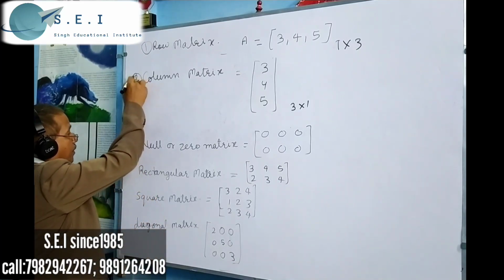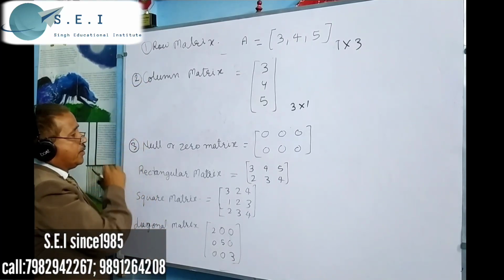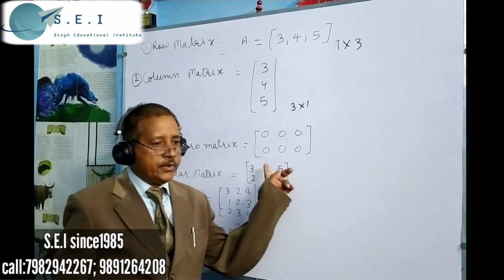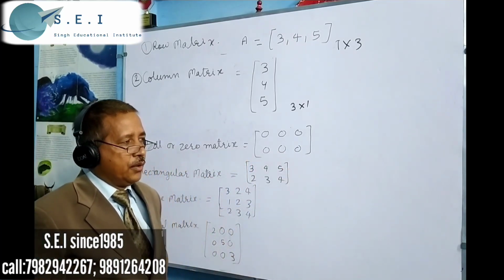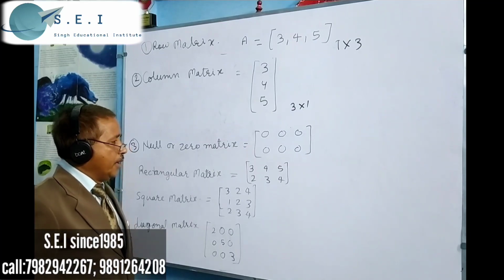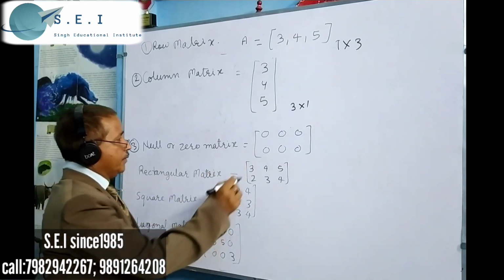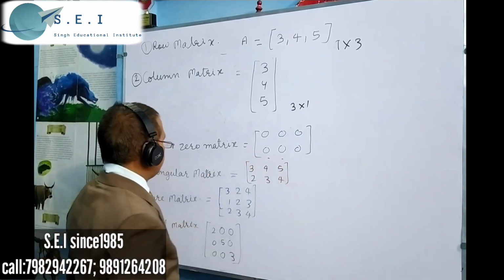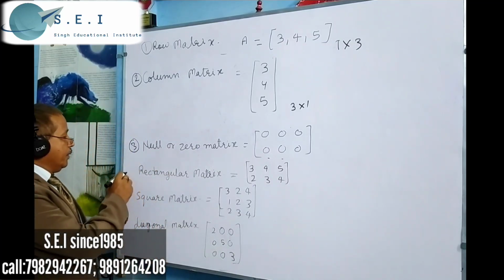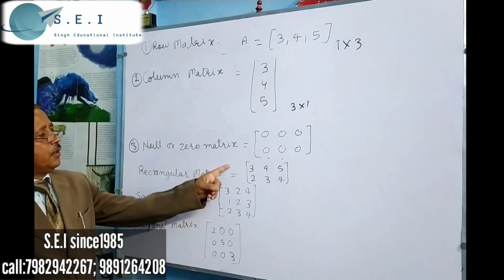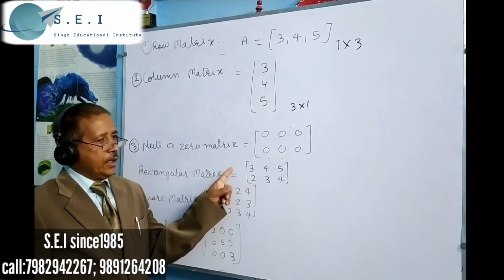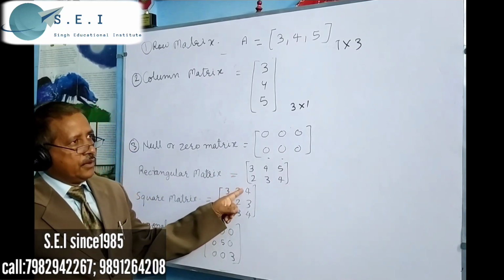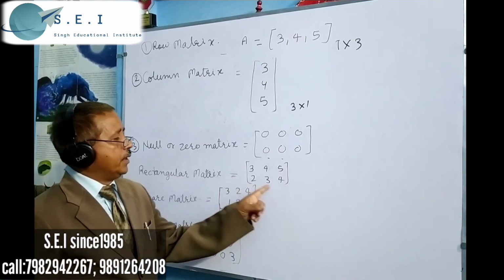Null matrix. A matrix having all of its elements 0 is called a null matrix. Example, this is the null matrix. Rectangular matrix. If the number of rows and columns are different, such matrices are called rectangular matrices.